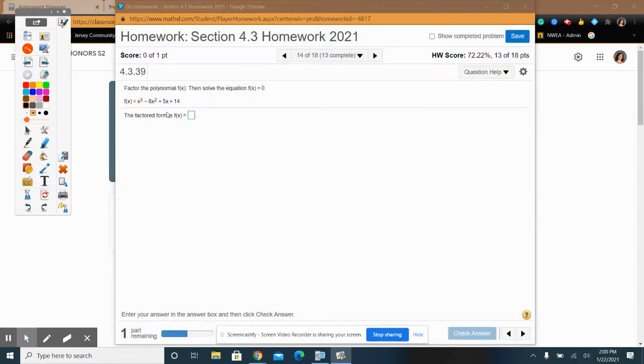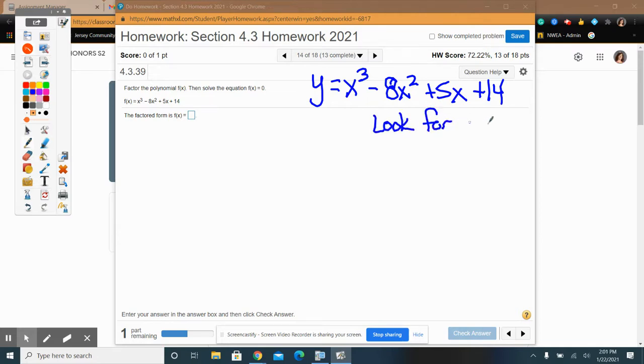Okay, they want us to factor this polynomial. Well, they tell us to factor, they don't tell me anything about it. So what I'm going to do here is I'm going to go to my calculator. I'm going to type in y equals x to the third minus 8x squared plus 5x plus 14. What am I going to do when I type it in? I'm looking for zeros. If I can find the zeros, then I can find the factors.